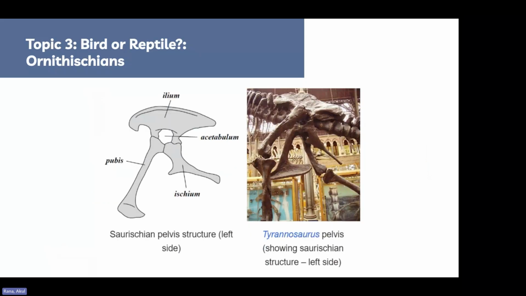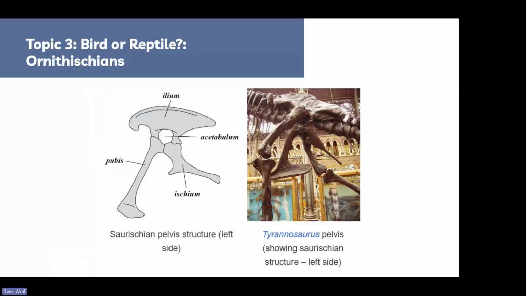Then when we're going to the saurischian pelvis, this is when the pubis and ischium, I guess the best way to explain it, are perpendicular, like they're not in line with each other. And this was mostly on predatory dinosaurs. So think about T-Rex and stuff like that.